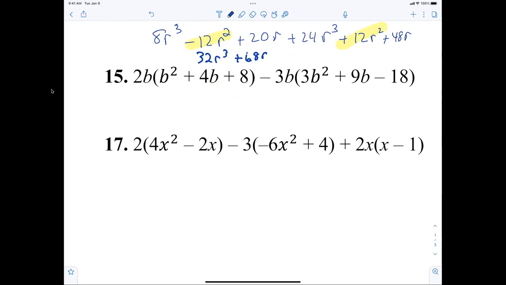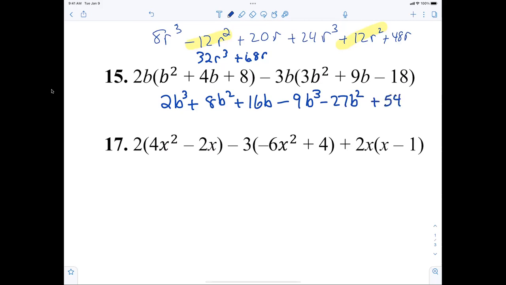2b cubed plus 8b squared plus 16b minus 9b cubed and then minus 27b squared plus 54b. You are amazing. Now finish it off.